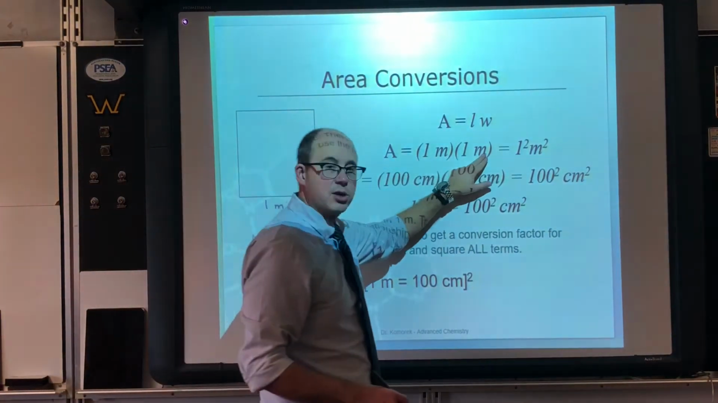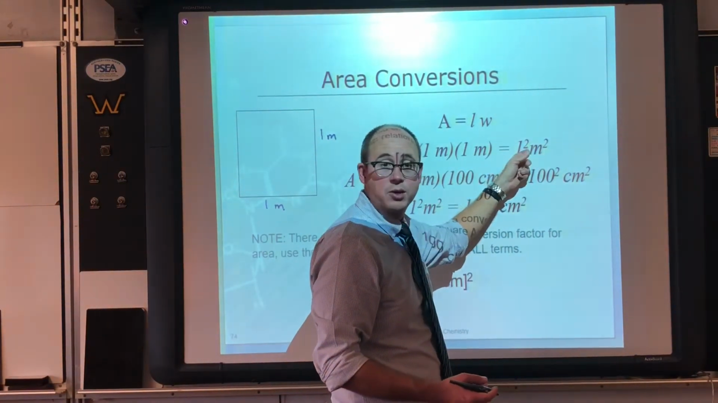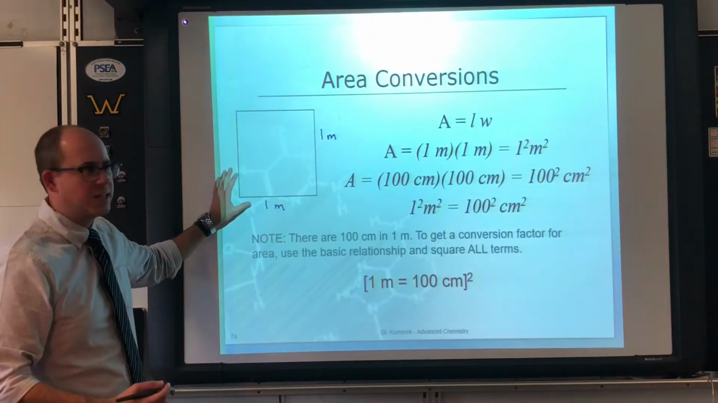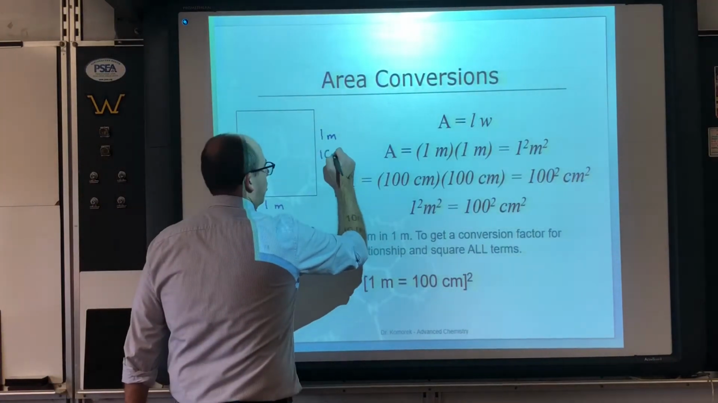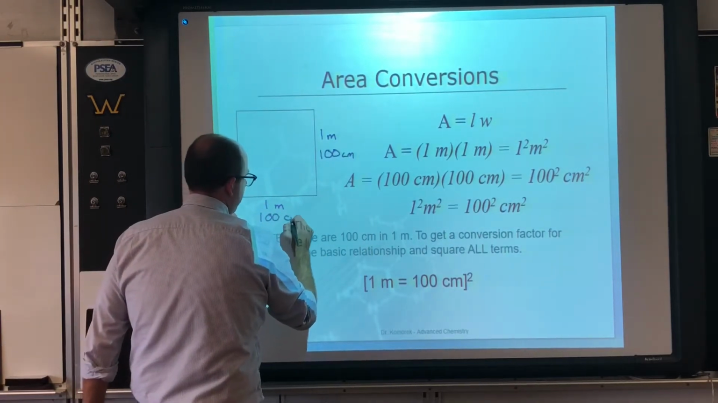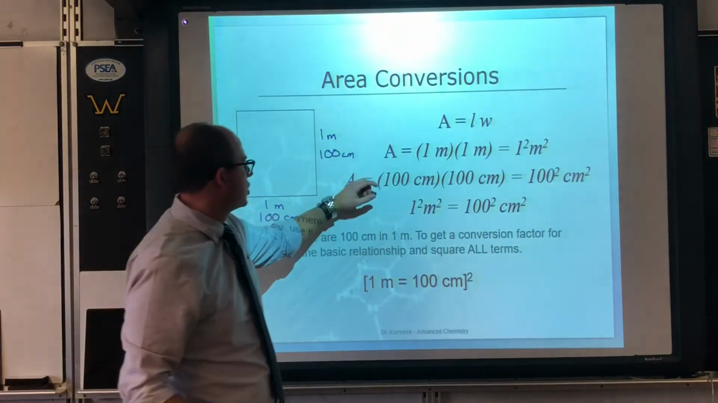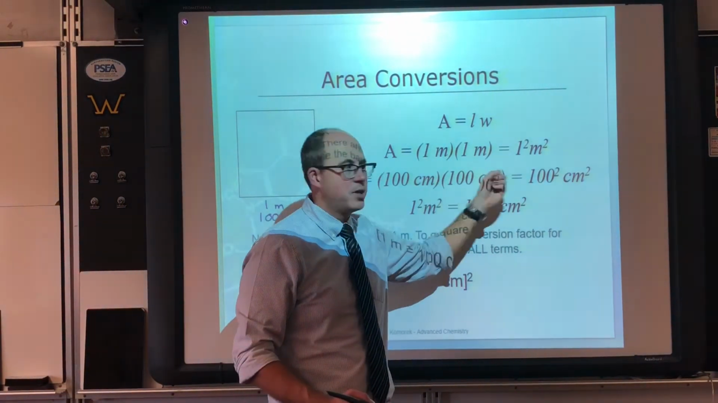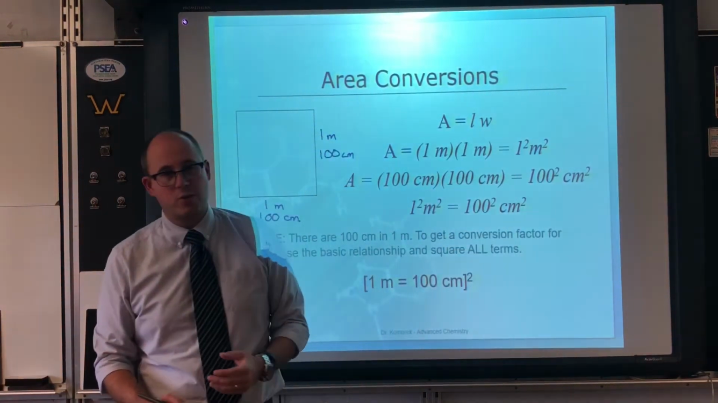Now, meter times meter is meter squared, and 1 times 1, following the same logic, is 1 squared, which is just 1. If we look at this exact same square from a slightly different point of view, each side that was 1 meter is also 100 centimeters. If we substitute that into the same area equation, area is 100 centimeters times 100 centimeters. This comes out to centimeter times centimeter, or centimeter squared, and 100 times 100, or 100 squared.